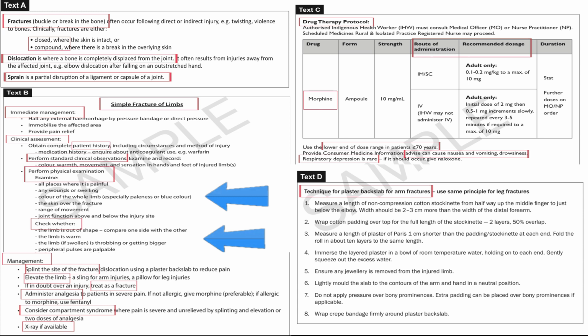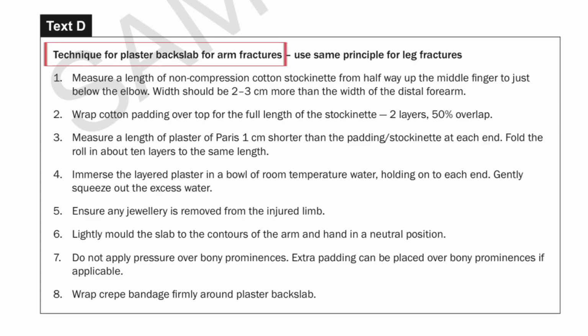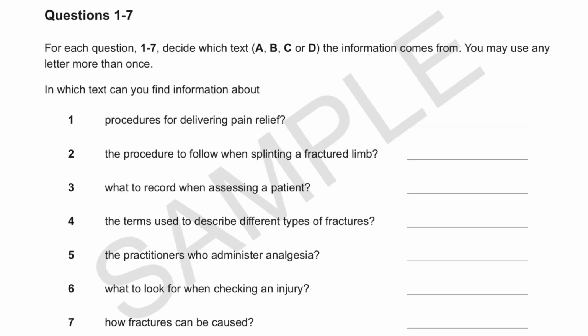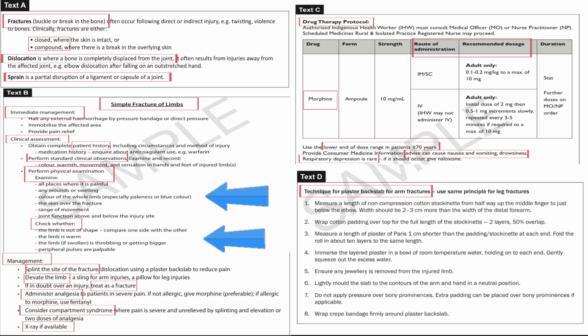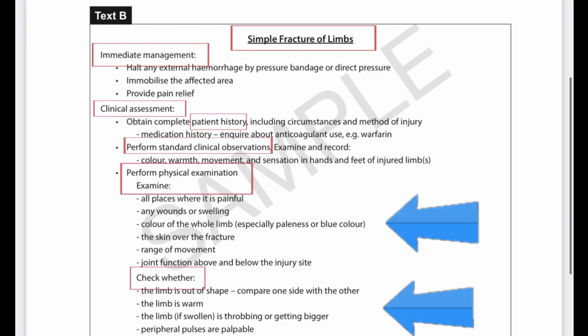Then you can see that this information can be found in text D, in which the procedures to do a backslab can be seen. Number 3, what to record when assessing a patient. So keywords are assessing a patient. So look at the extracts and their keywords. Then you can see that this information can be seen in text B because of the keywords of clinical assessment.